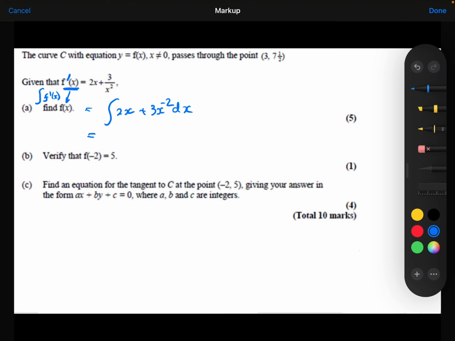The 2x, well, I'll add 1 to the power and divide by the new power. Next, again, we will add 1 to the power. So minus 2 plus 1 is minus 1. And then divide by the new power. And don't forget your constant of integration. So this is my f of x, which I can simplify a little bit. The 2 divided by 2 is just going to be 1, so they'll cancel out. And the 3 divided by minus 1 will be minus 3.